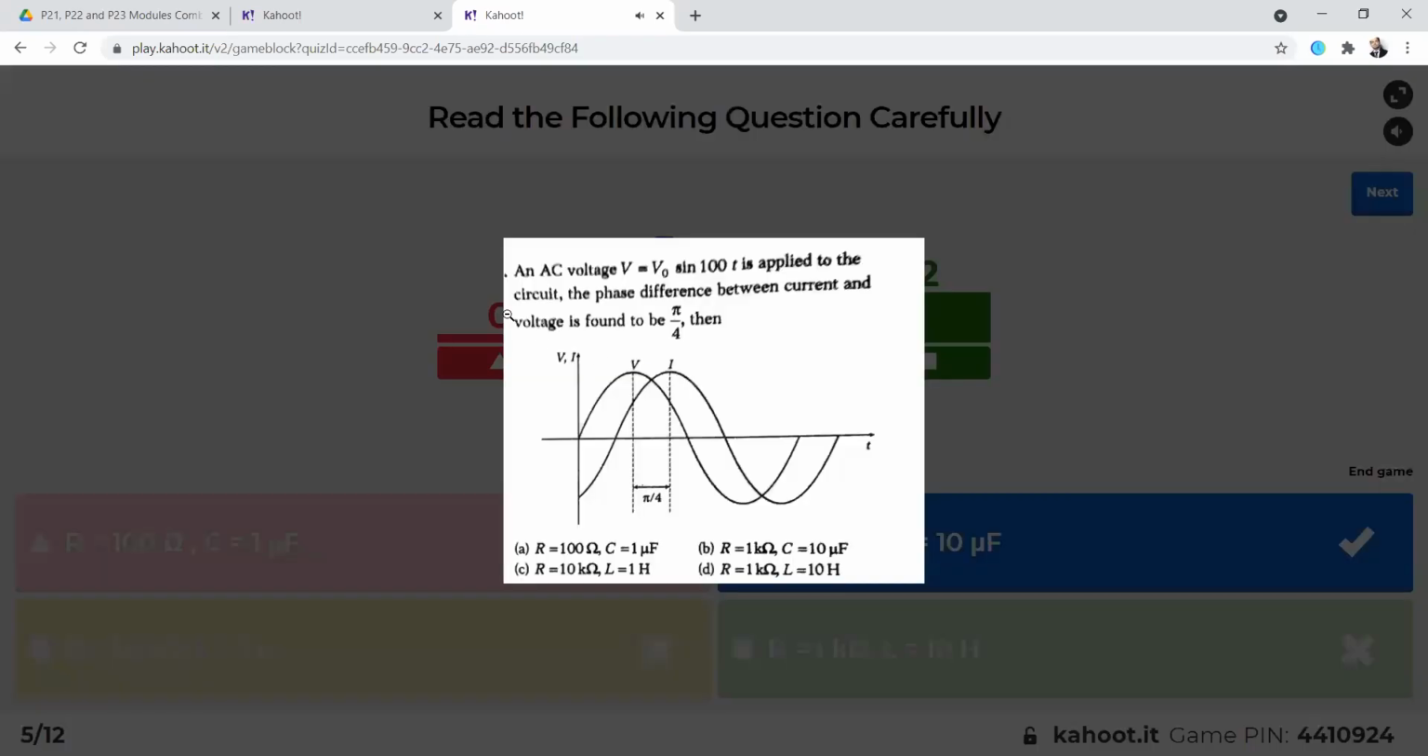Right? This is very simple here. You have the AC voltage and the phase difference is pi by 4. Then you have to find out R. You have to check which one of R, C or L satisfies this.